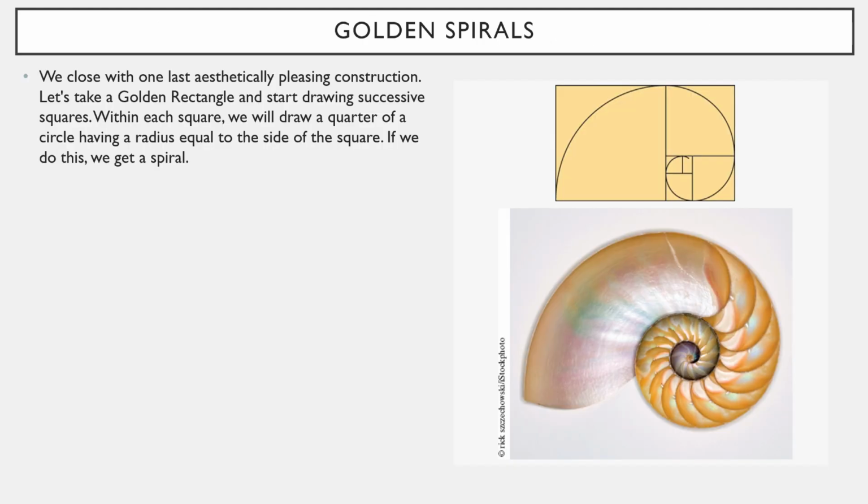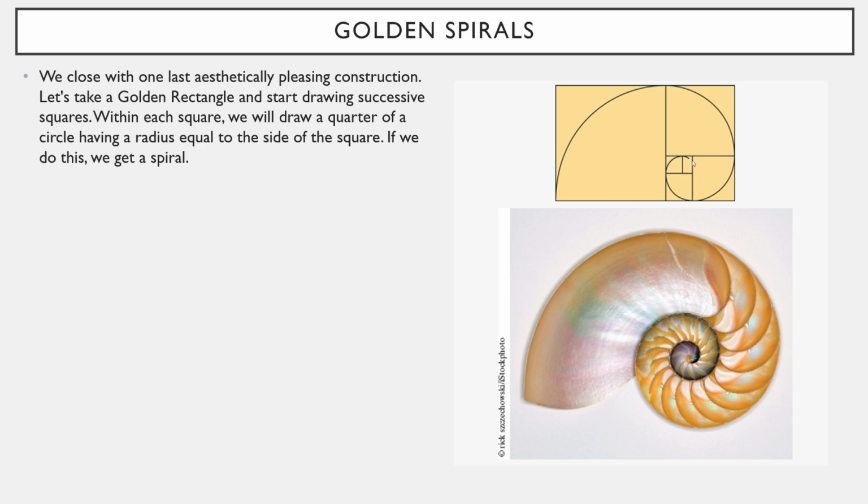And where else do we see this? We see this also in golden spirals, and we close with one last aesthetically pleasing construction. Let's take a golden rectangle. I know it seems weird, but let's start way in here with a golden rectangle right in the beginning, and start drawing successive squares. Along the side, I add a square to it, and that square has the length and width of this side of the golden rectangle. Then I do it again. When I add a square to it, it produces another golden rectangle, believe it or not.